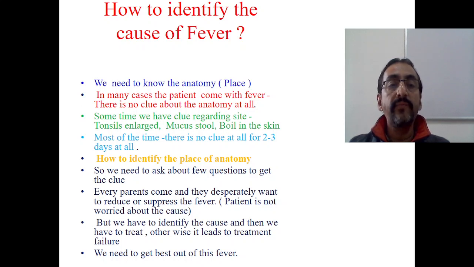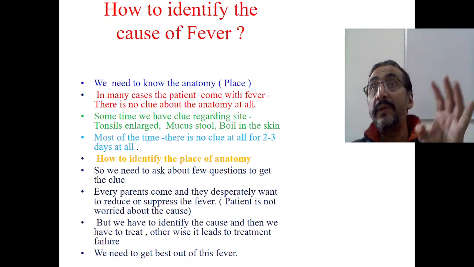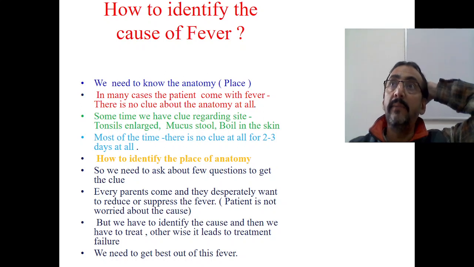But if you wait for some time, then you will get the clue. Suppose for the first 2 or 3 days there is only fever, no other symptoms. But from the third day onwards, the child starts with tonsillitis. Then you got the anatomical clue. Sometimes we have a clue regarding the site later. For example, tonsils enlarged, or there is a mucus stool, then the anatomy is in the GIT, or there are some boils on the skin, then the anatomy may be the skin. So this is very important: before treating the fever, identify the anatomy.